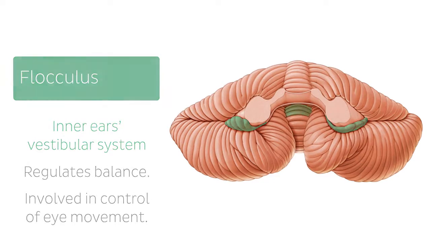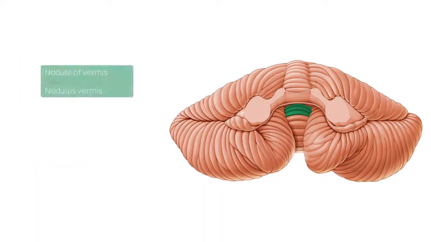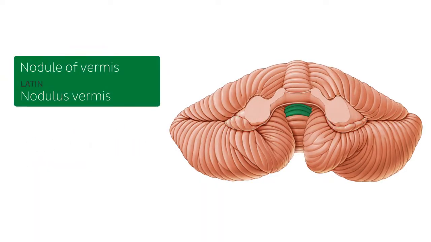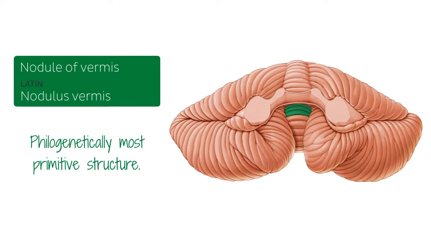Next structure we're going to be highlighting here is known as the nodule of the vermis. The nodule of the vermis is located at the midline, as you can see here in our illustration, and it connects the two flocculi via the thin pedicles. The nodule is a median located structure, the phylogenetically most primitive structure of the vermis of the cerebellum, and the two flocculi together with the nodule make up the flocculonodular lobe, which we talked about on previous slides.